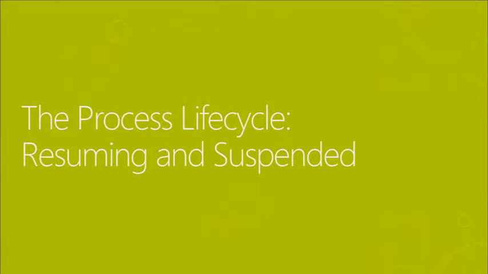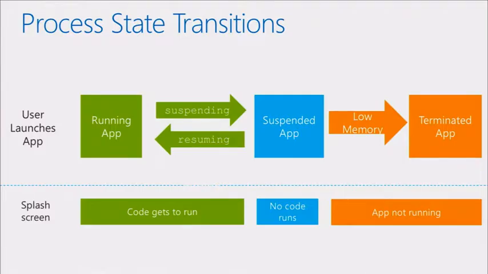So, resuming and suspended. Very important events. So the user launches your app, and as we've already seen, you are in the running state. This is where your code gets to run. Then you can get a suspending event. This is when the user navigates away to a different application. Switch to a different one. And when you're suspended, your application, it's not closed really. You just get no CPU time. What happens is this image in memory just stays there, and nothing's running on it, but it can come back instantly.